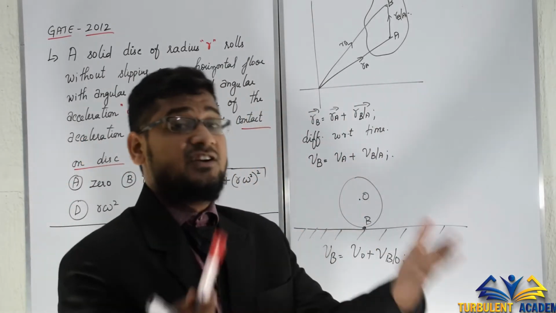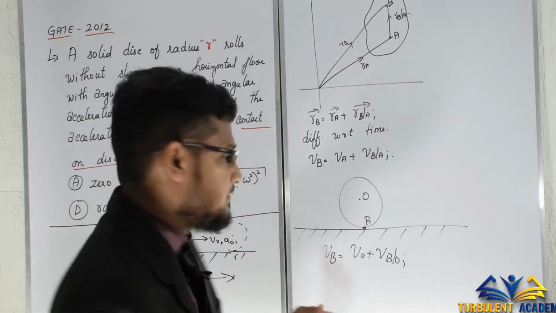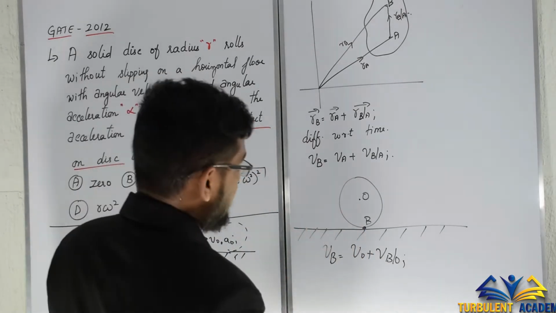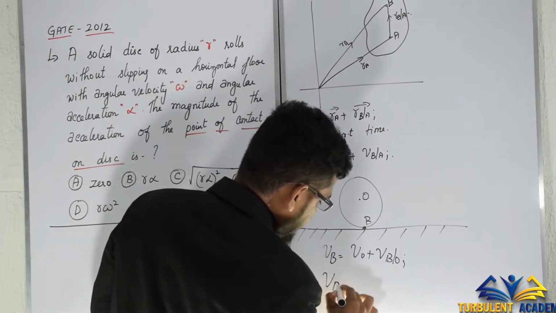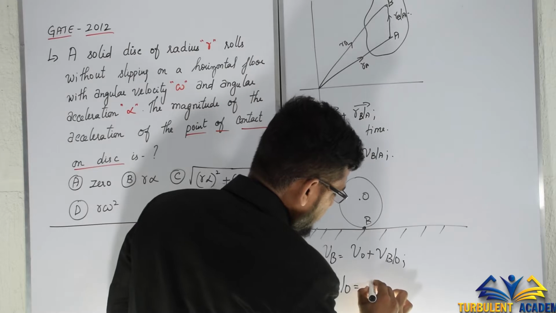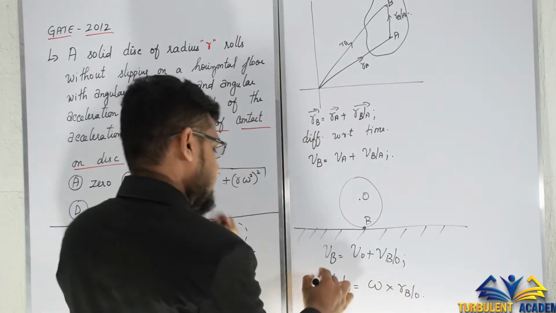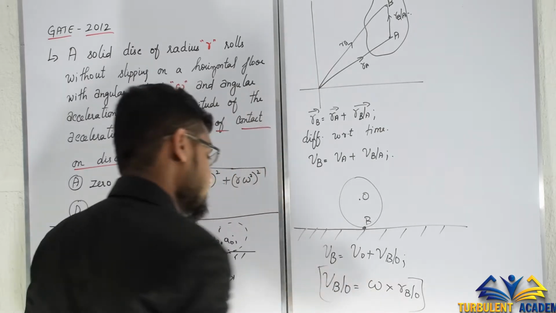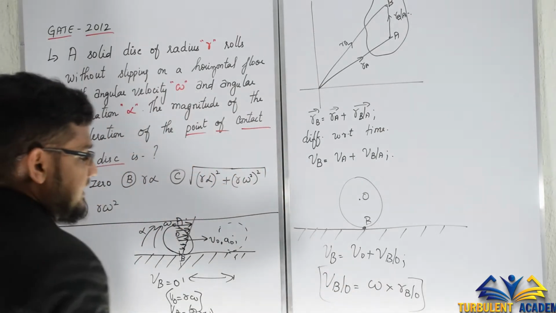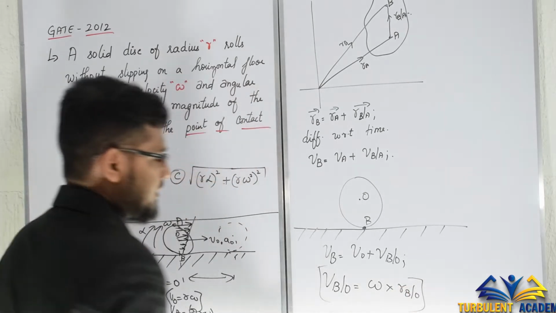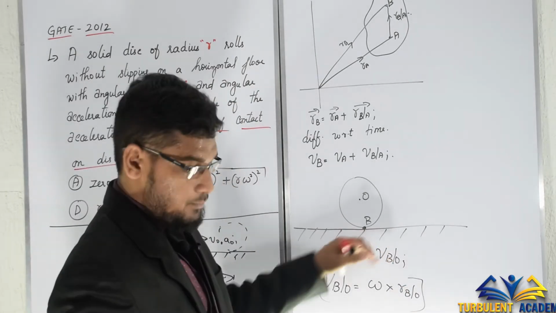This is going to be a different value. The value which you see is different from the value which I see for this marker. That's what we have as a relative velocity. And once we have this, we'll know that V_B/O is going to be omega into R_B/O. This is the normal thing which we get. We all know V equals R omega, and V_B/O is going to be omega into R_B/O. Now I'm going to get the velocity for this particular point B.